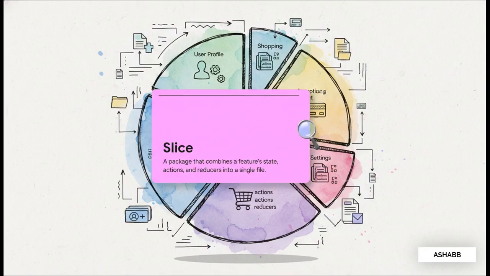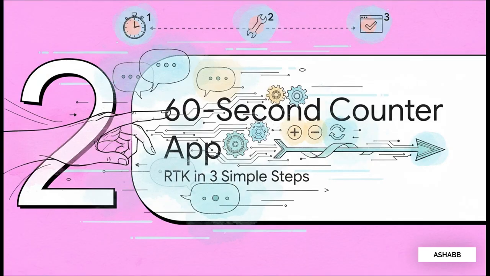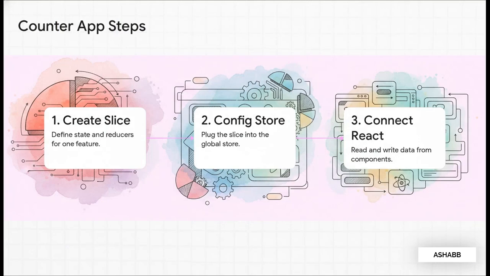Okay, theory is one thing, but let's actually see this thing in action. We're going to build a fully functional counter app just to show you how fast and intuitive Redux Toolkit really is. And we're going to do this in what feels like 60 seconds, with just 3 simple steps. Here's the plan. First, we'll create the slice for our counter feature. Second, we'll start up the main store and plug that slice into it. And finally, we'll hook it all up to a React component to actually see it on the screen.